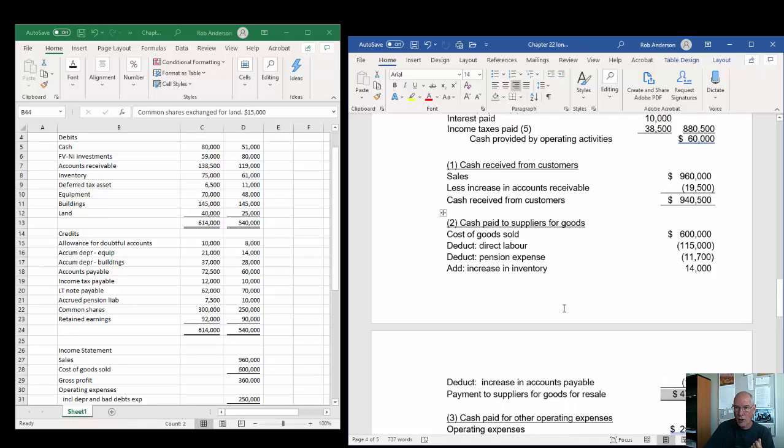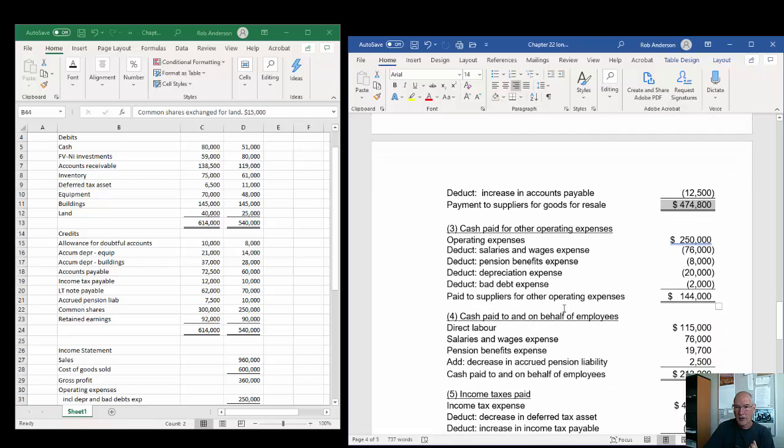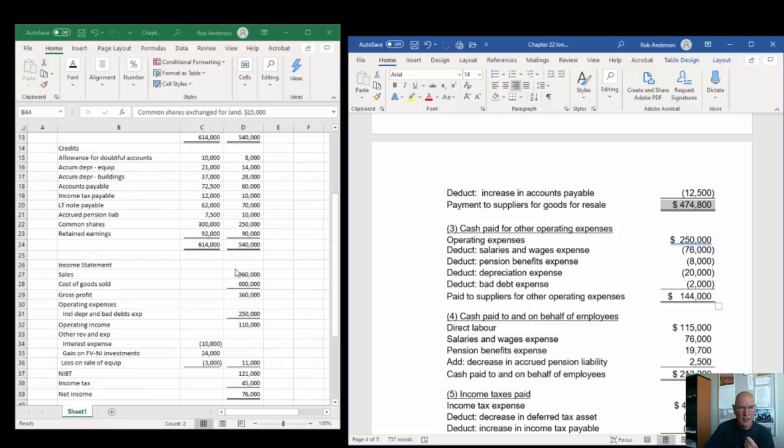Now let's look at other operating expenses. In terms of other operating expenses, $250,000, and that's right here on your income statement. But of that, we have 76 for salaries. We have 8,000 for pension that has to come off. And as you know, depreciation is a non-cash expense. So we can't have depreciation in there. It has to come off.